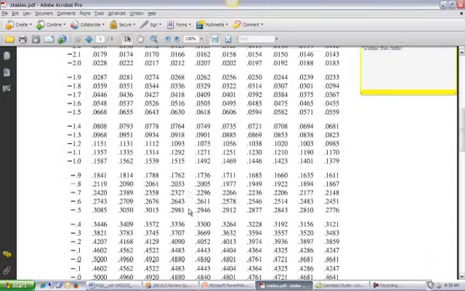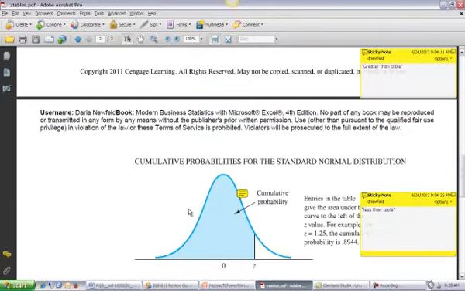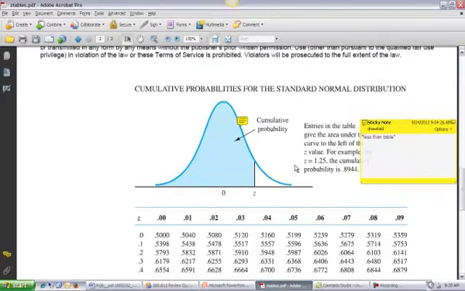And then we can go to the additional corresponding table, which I sort of label as the less than table. So here you have a value of z, and it gives you the probability that z is less than that given value.